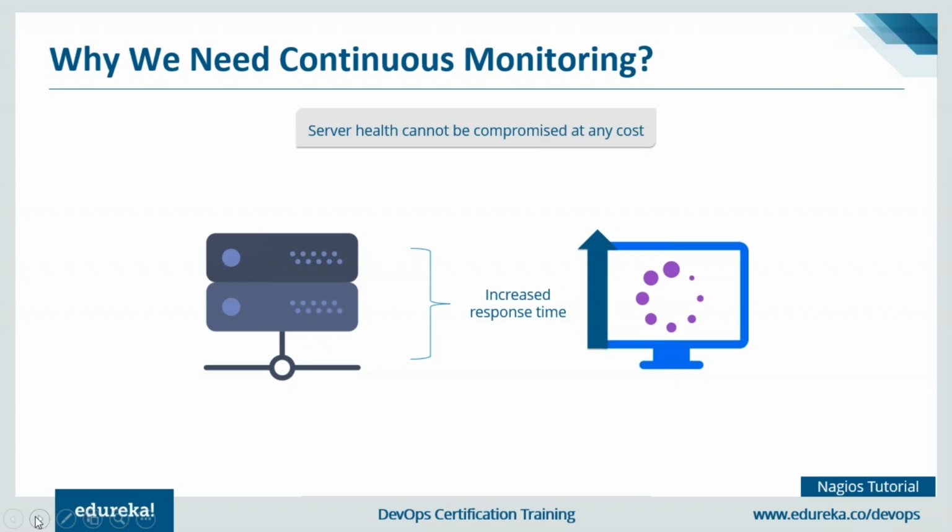Then we saw that developers have to be notified about the performance issues of the application before releasing it in the market. Then we saw server health cannot be compromised at any cost, right? So these are the 3 major reasons why I think continuous monitoring is very important for most of the organizations, right? Although there are many other reasons as well, right?